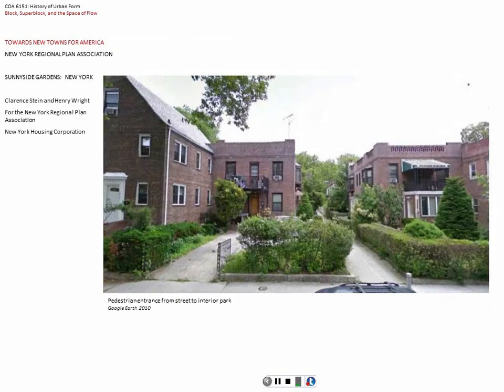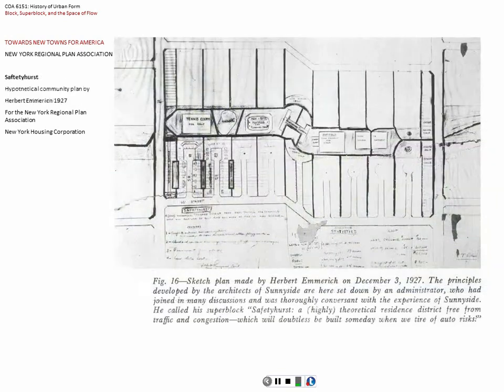This is what it actually looks like today. Well, where did this come from? Well, it came from the head of the New York Regional Plan Association, a lawyer named Herbert Emmerich. And Emmerich, just look at the drawing, he was obviously not an architect. And he had proposed consolidating these four blocks and creating a community called Safetyhurst.